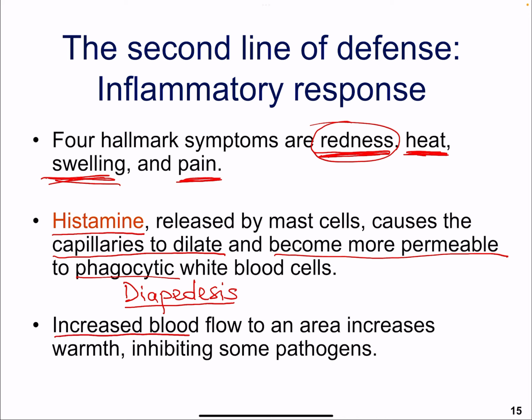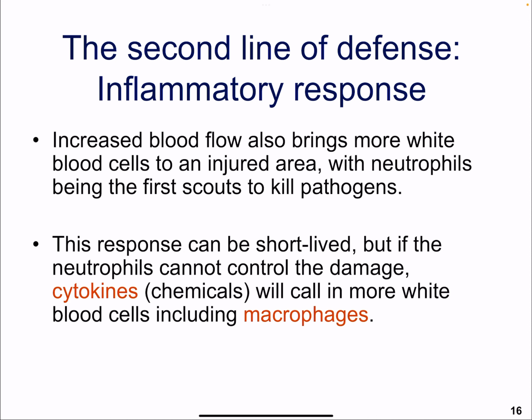We have an increased blood flow, and that increased blood flow is going to cause warmth or heat, right? And that heat is very important to inhibit the growth of the pathogens, right? So an inflammatory response is really a response to limit chances that the infectious particle is going to survive.